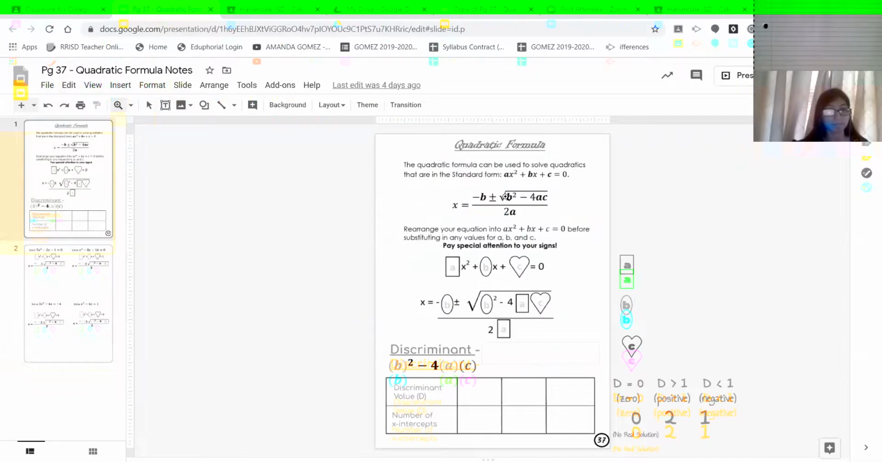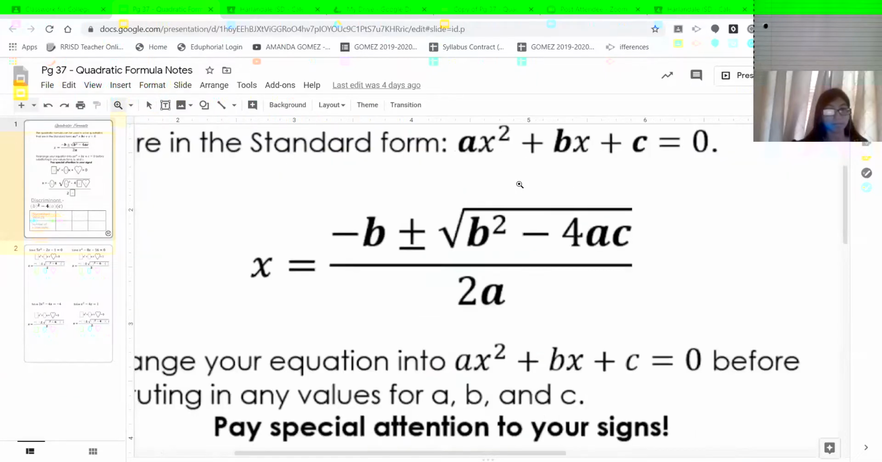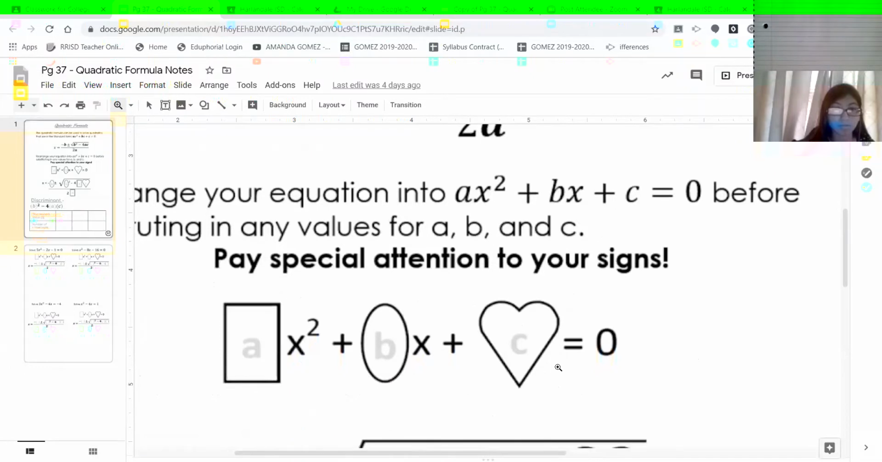Let me zoom into that, as a matter of fact. Now, whenever it comes to your A, B, and C, A and B are going to be coefficients, and C is a constant. You're literally taking those numbers and putting them into this formula right here: negative B plus minus square root B squared minus 4AC all over 2A. Okay, and let's zoom back out.